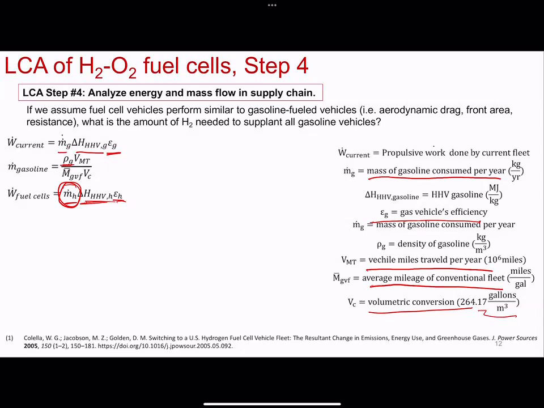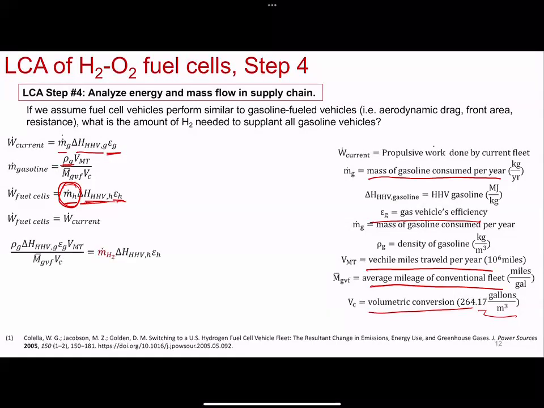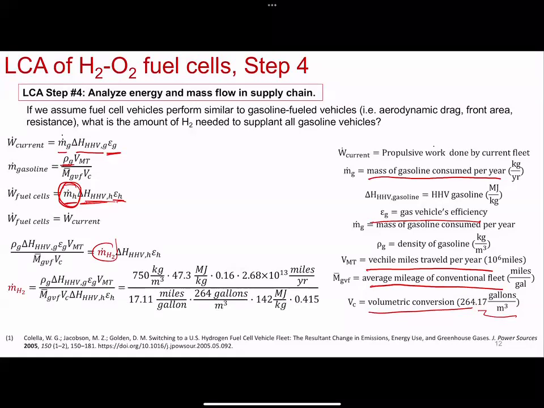And can I replace the entire current fleet that I have according to 1999 numbers, which obviously we're a few years beyond that. But if we were in 1999, can we replace it? So if I need to do the same amount of work in fuel cells to replace the current gasoline fleet, you put that equal to each other and move the variables around to get your mass of hydrogen, M_H2. Then you basically start filling in and replacing the numbers.